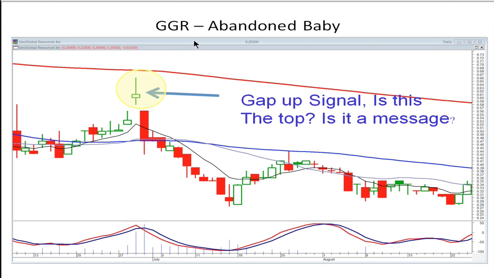If it goes higher, at least I'm still in half a position in a high-risk area or a high-risk portion of that trade. If it opens lower, I close the other half, and I can sleep well at night knowing that I got most of that profit out of that trade.